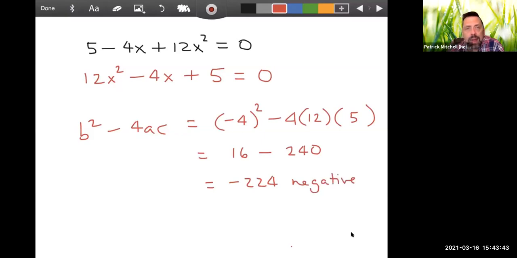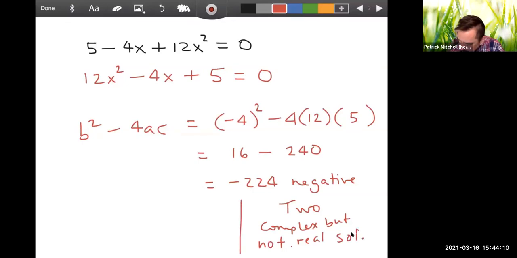So how many and what type of solutions do you have when your discriminant is negative? You have 2. You know what? I think I'll write this the same way your book does. 2 complex but not real solutions. All right, I like my way better. It's shorter. 2 non-real solutions. It does the exact same thing.